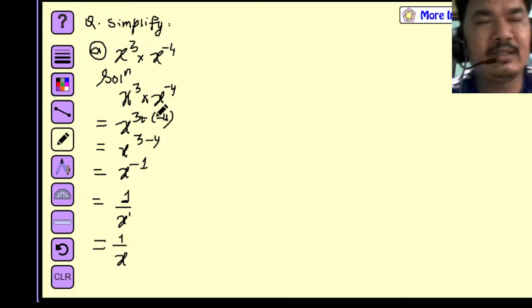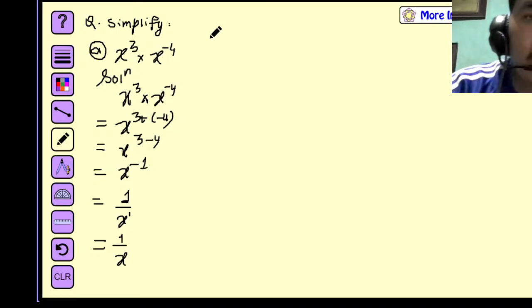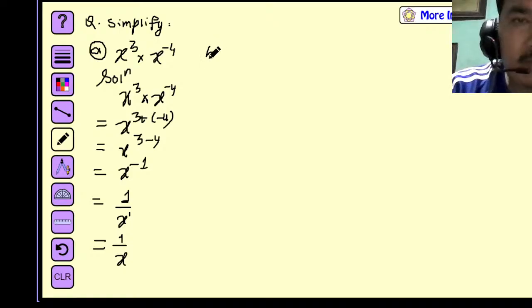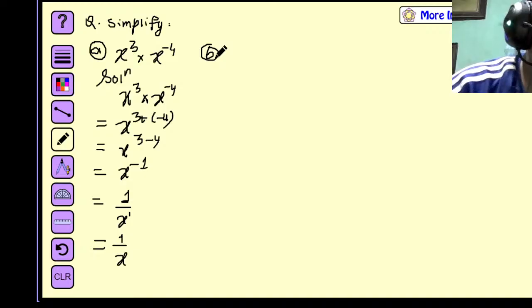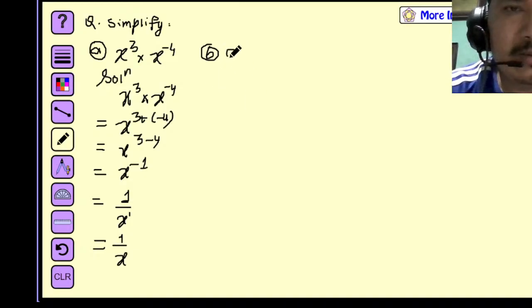Like this we have to simplify and express the negative power as positive power. Look, I want to solve the next type of question for you, which is given like this here, children. It's given a square.